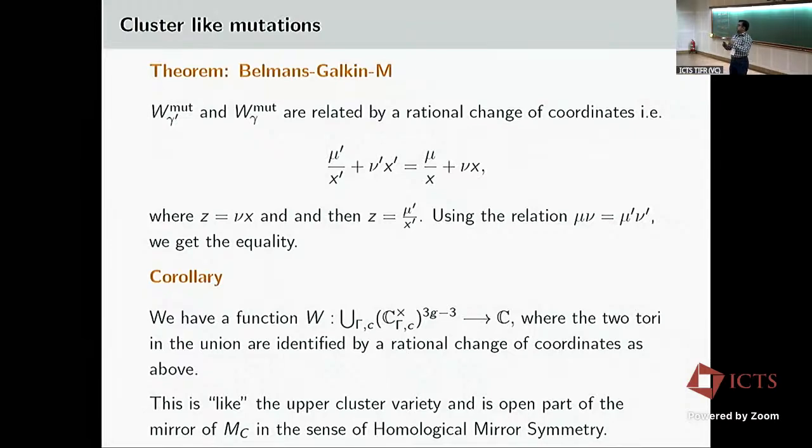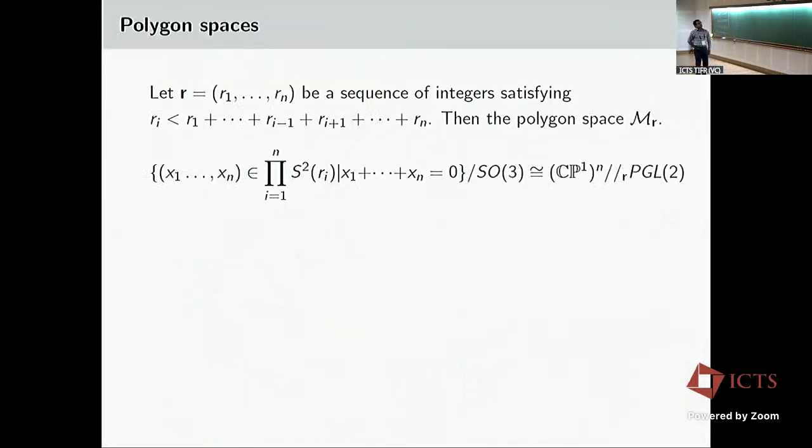So I want to explore some consequences of that fact. Here is another important space that people studied. This is what is called the polygon space. Basically, you fix a sequence of integers that satisfy a triangle inequality, and then you look at the polygon space.